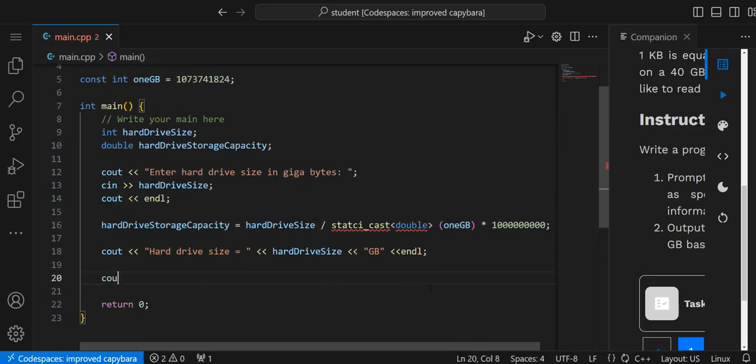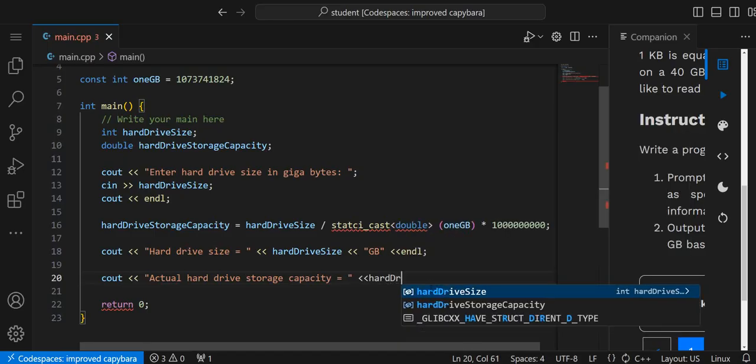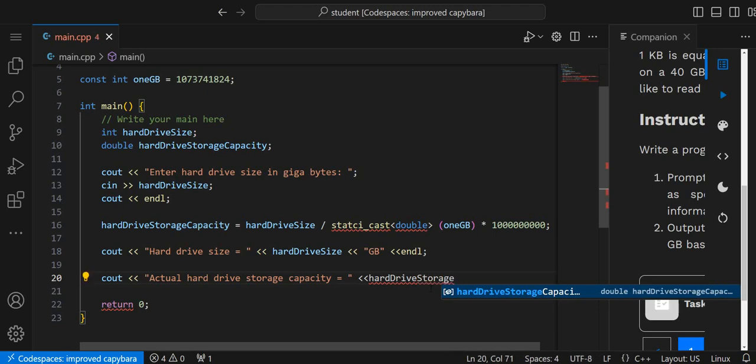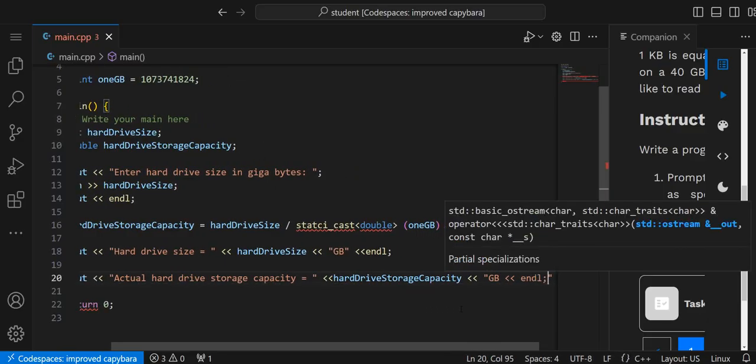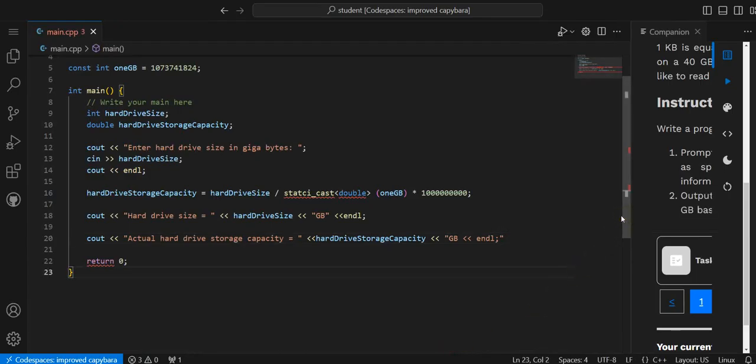We've got one more line, and this one will be actual hard drive storage capacity equals, and we'll do hard drive storage capacity, gigabytes again, and endl. Just going over my code.